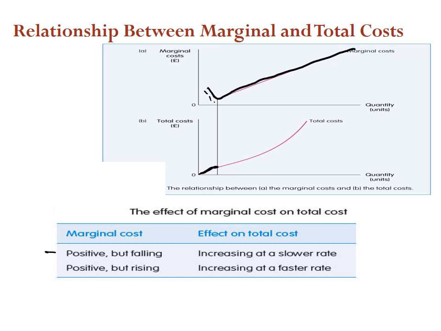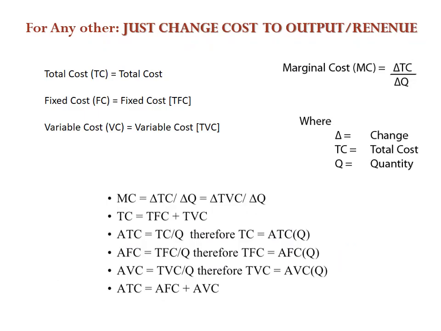But when your marginal cost is positive but rising, so this other part, you see it's positive and it's rising, it's going up, then your total cost will be increasing at a faster rate. So we'll have this over here, increasing at a faster rate. Okay, so we're done with costs now.